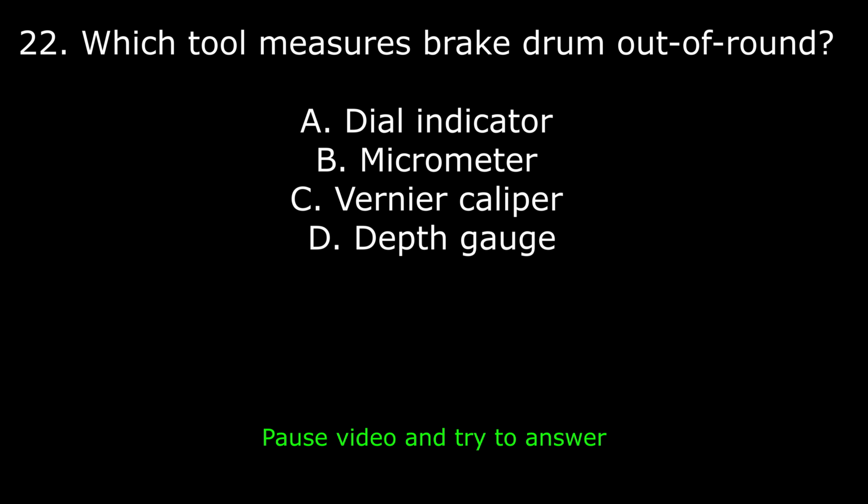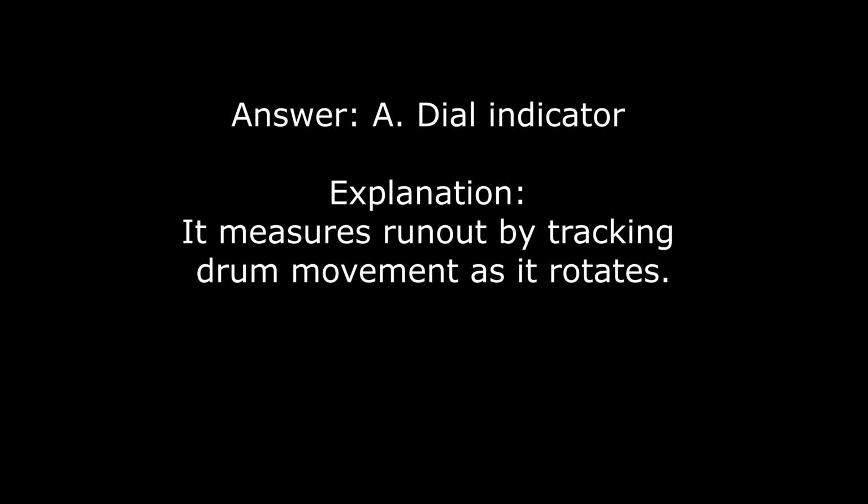22. Which tool measures brake drum out of round? A. Dial indicator. B. Micrometer. C. Vernier caliper. D. Depth gauge. Answer. A. Dial indicator. Explanation. It measures runout by tracking drum movement as it rotates.